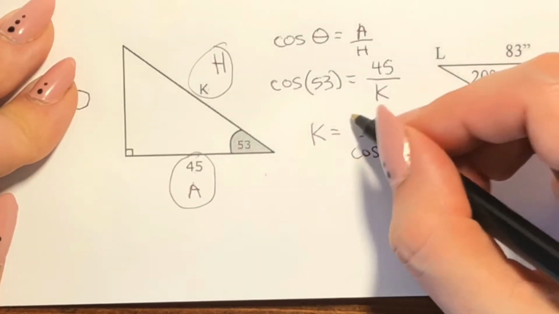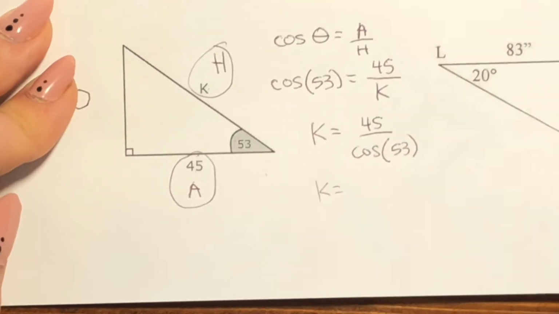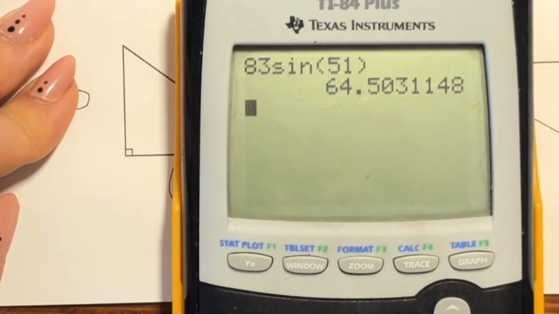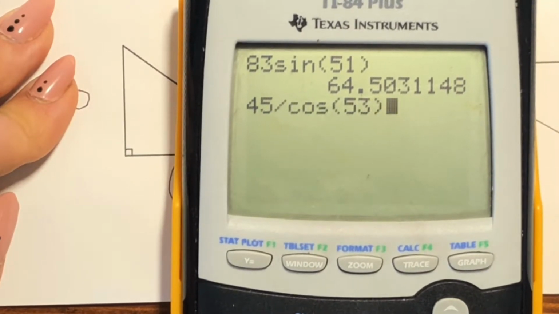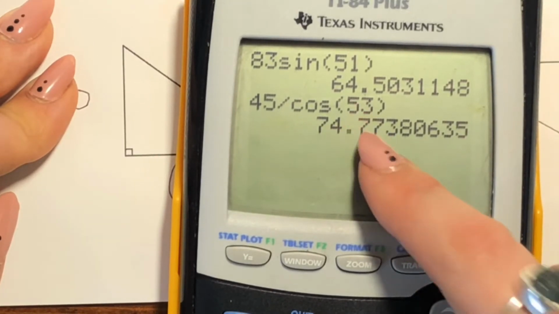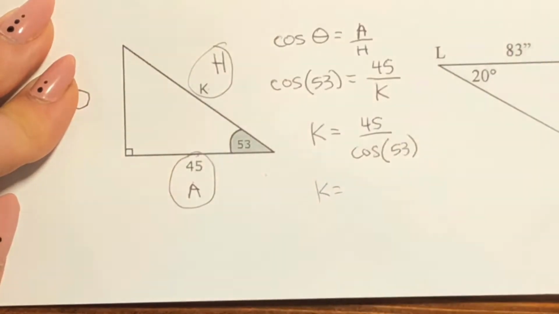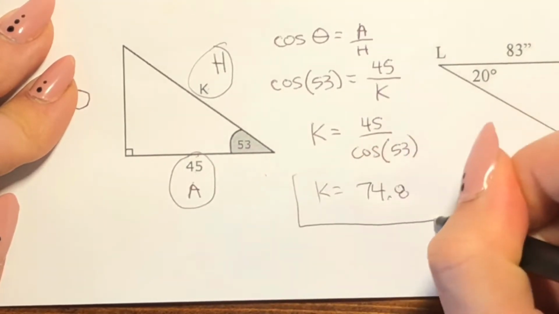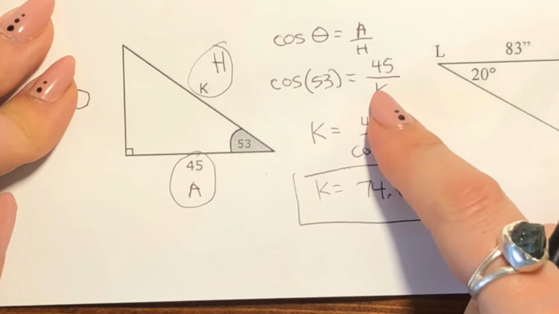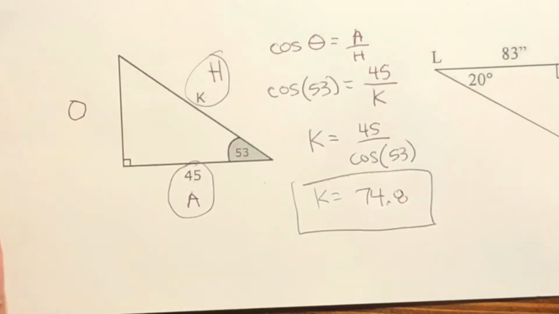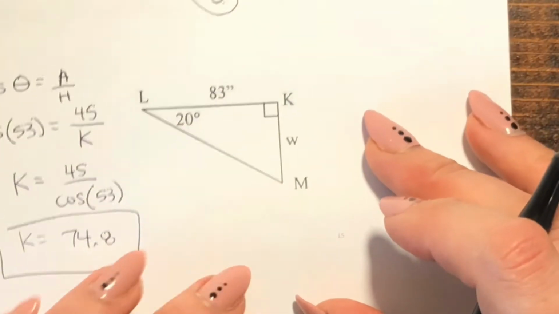And we're just literally going to throw this into our calculator. So I want to know what is 45 divided by cosine of 53 degrees. So we get, if we round to the tenths place, that 7 bumps that up to an 8. So 74.8. And that would be your answer. So again, when the variable's in the denominator, just switch these two places and just throw in your calculator. Let's look at another one.